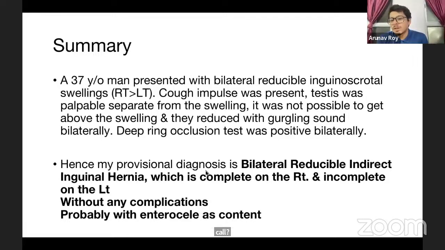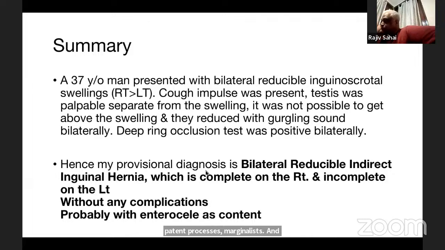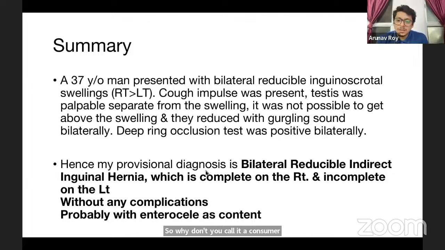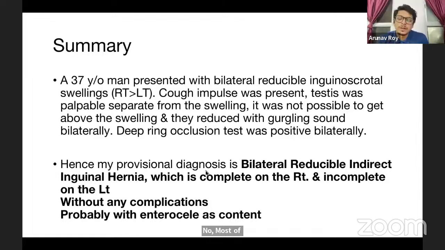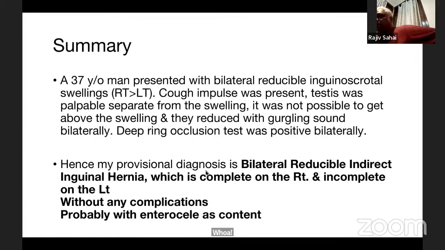So most indirect inguinal hernias are due to a patent processus vaginalis. And why don't you call it a congenital hernia? I can, sir. You can? No, sir. But do you? No, sir, since this hernia does not present since the birth, I would refrain from. So you get in a child also, they present with a hernia after 2 years of age, suppose 3 years of age, we call it congenital hernia. But here, we are not calling it a congenital hernia.